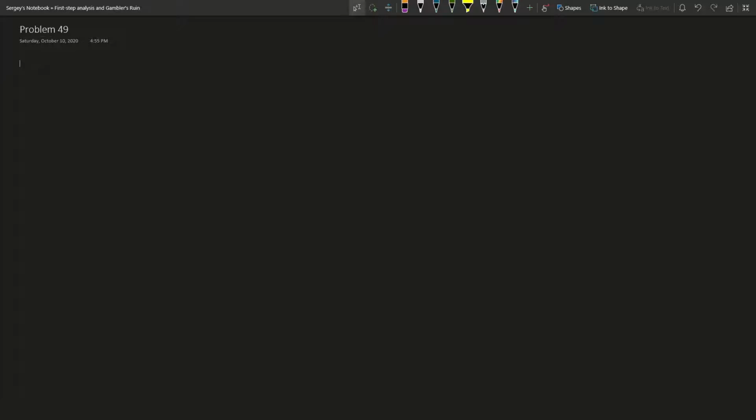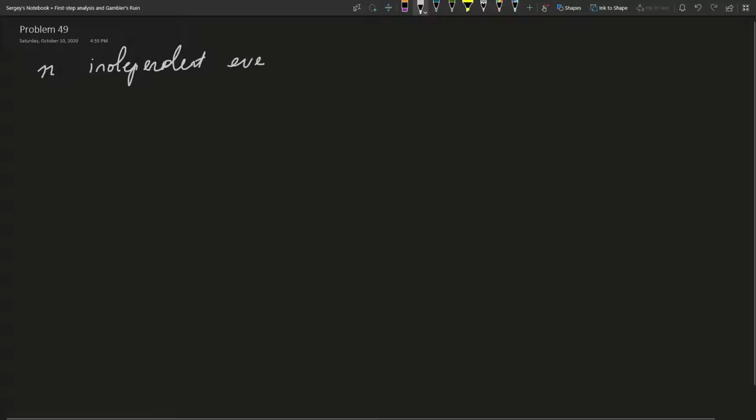In this problem, we're looking at a sequence of n independent events, and each event ends in either success or failure. So it has two options, and we're going to let p sub i be the probability that the ith event is successful.